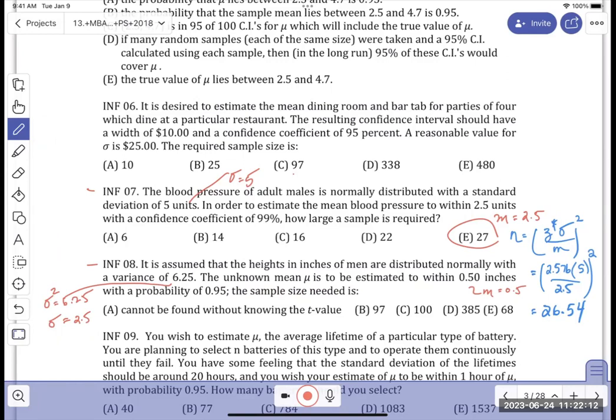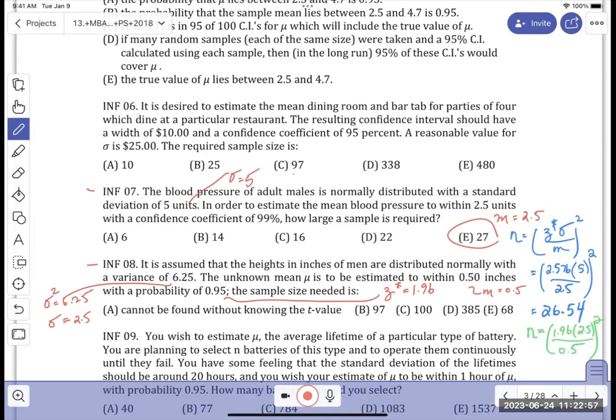And then the probability with a probability of 0.95. So this is telling you you want the Z star of 1.96, because we have memorized that that's for the 95% confidence interval, right? So putting all this together in a formula, Z star is 1.96. Sigma is 2.5. Don't forget to square. And M is 0.5.